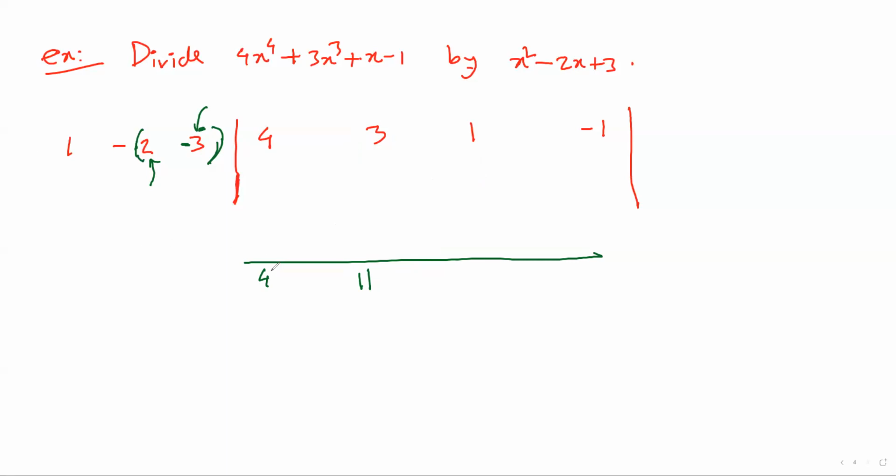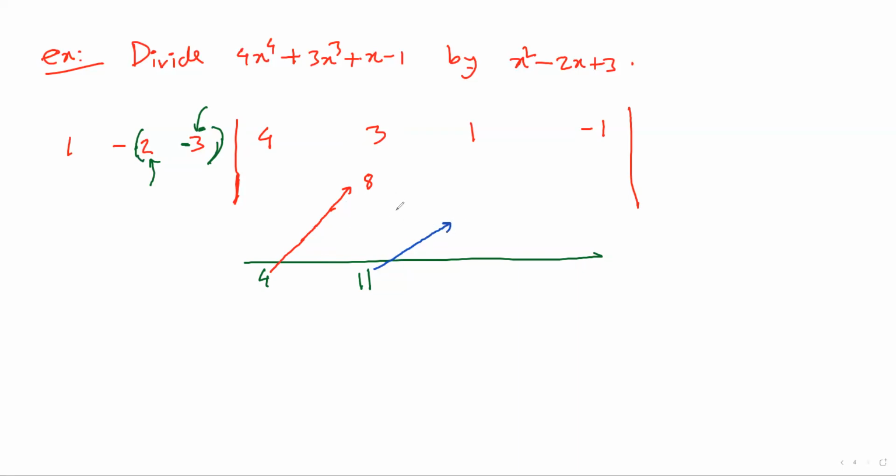So 4, give me a moment. Four goes here. Multiplication by, all the red lines represent multiplication by 2. So we get 8 here. And all the blue lines mean multiplication by minus 3.